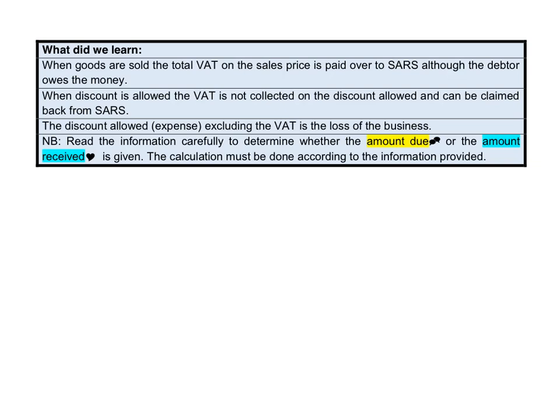So the business actually pays the VAT on behalf of the debtors to SARS, and then they collect the money from the debtors later. When discount is allowed, the VAT is not collected on the discount allowed because we didn't collect it. If we give discount, the people didn't pay the full amount, and therefore we can claim this discount back from SARS. The discount allowed account must always exclude VAT because the discount allowed is an expense, and all expenses will determine how much the profit or loss of the business will be.